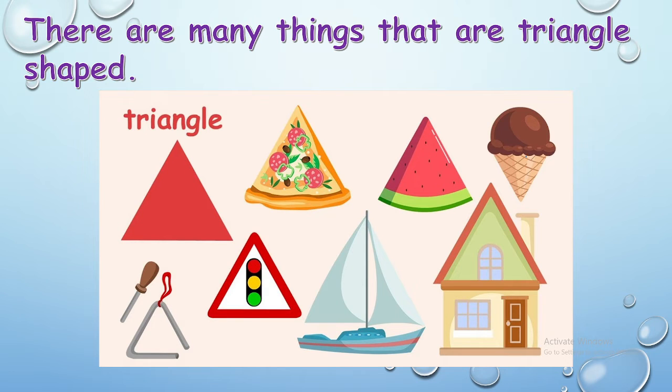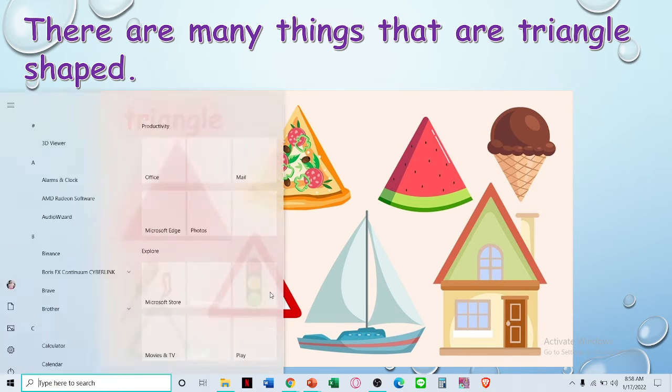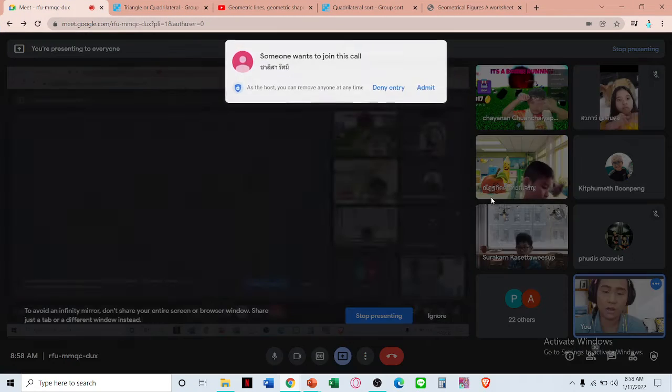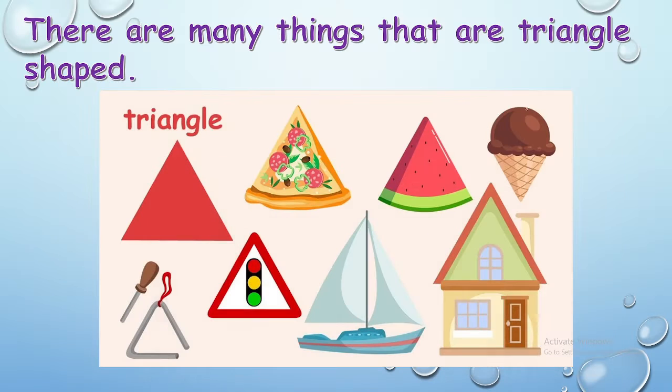And these are some things that are triangle shape. For example, a slice of a pizza. What else? A slice of a watermelon. The cone of the ice cream. What else? The roof of your house. The sailboat. Even some road signs. Or this one is a musical instrument, but this one should be closed, right? To make it a triangle.